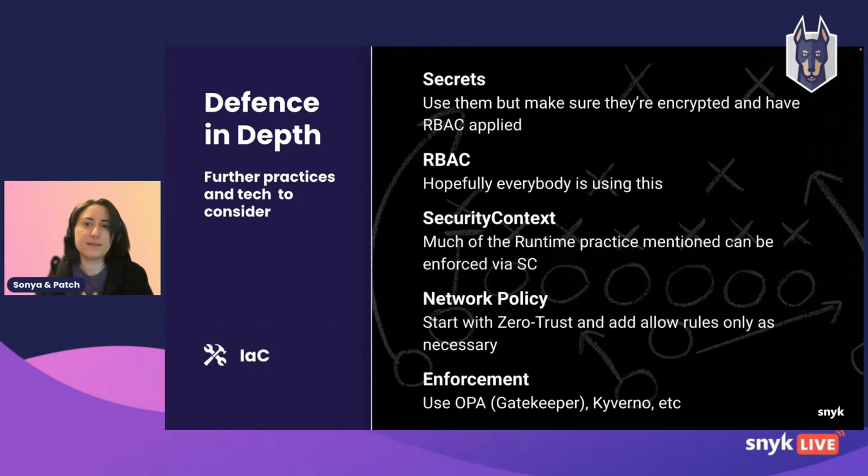And on the IaC level, make sure that your secrets are encrypted and you have role-based access control applied, that you have a security context to make sure that you don't run as root. Also have a zero trust network policy, and enforce and harden your infrastructure using different policies. So Open Policy Agent like Gatekeeper and the other tools that CNCF are providing could be good guidelines to harden and secure your infrastructure.